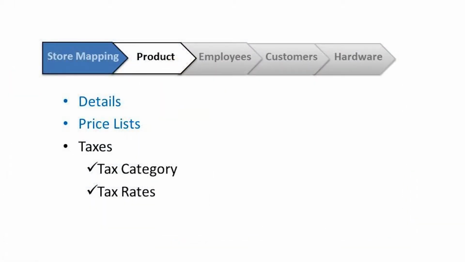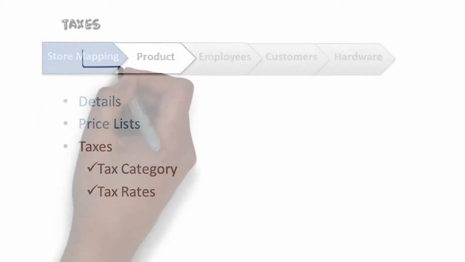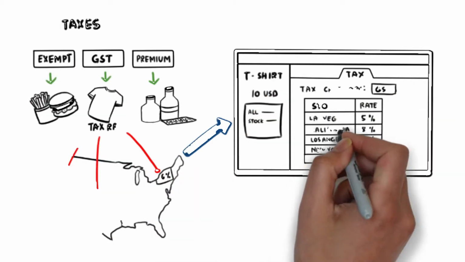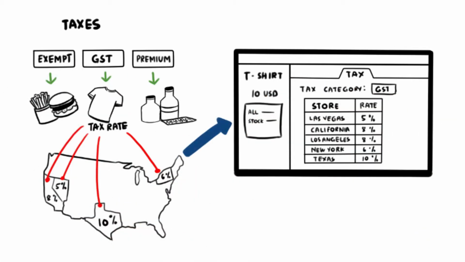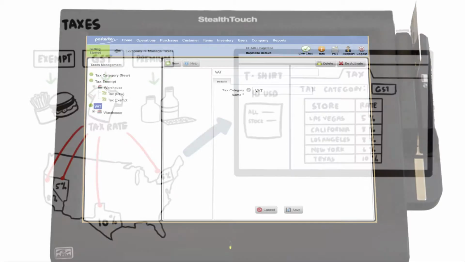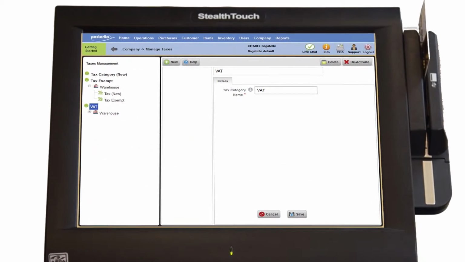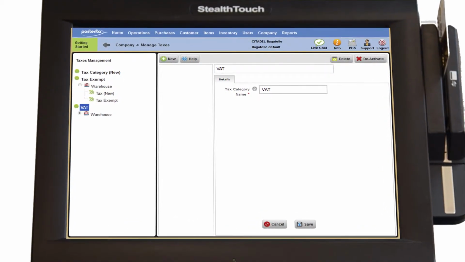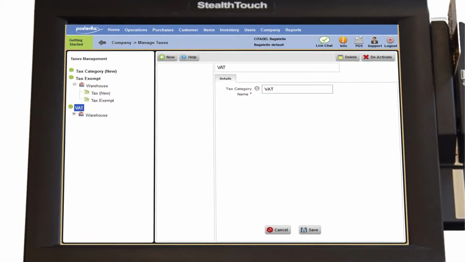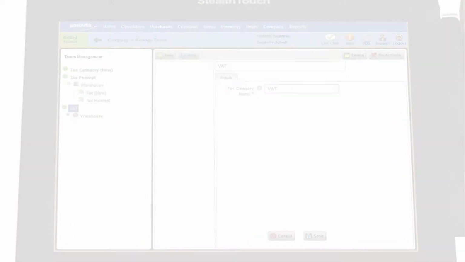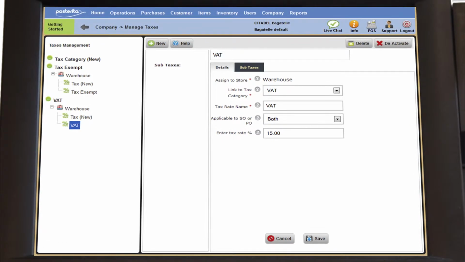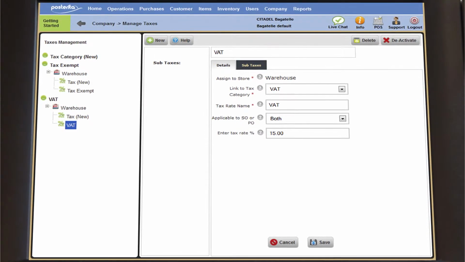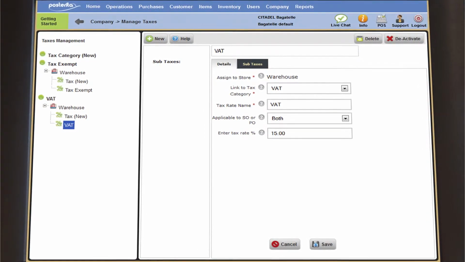Posturita can apply different tax categories to different types of products. Some products might be tax exempt and others may have goods and service taxes, GST. Posturita can also apply different tax rates for the same product based on the location where it's sold. 2 concepts allow you to achieve this: 1, tax category, and 2, tax rates. All of the products you buy or sell need to be assigned a specific tax category, and for each tax category, you can have several tax rates. When you create a tax rate, you need to specify for which store or stores this tax rate is applicable.